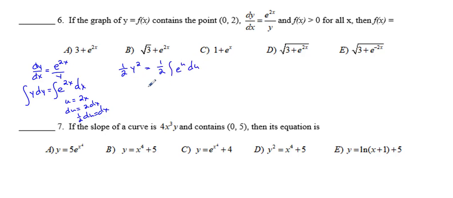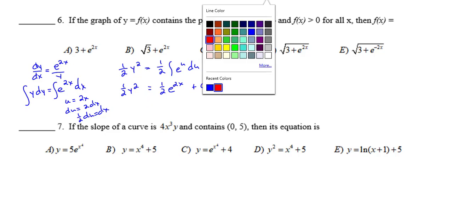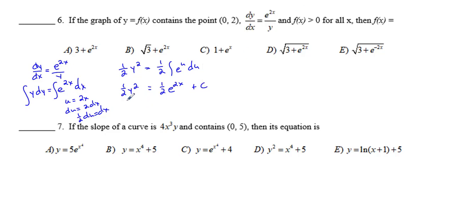And then the antiderivative over here would be 1/2 e to the u, right? Which would be e to the 2x. And then we'll put our plus c over here. We talked yesterday about the point at which you could plug in your known value, your known x and y. This is as good as any, I think. So let's plug in 0, 2. Okay, 2 is y, 0 is x, right?